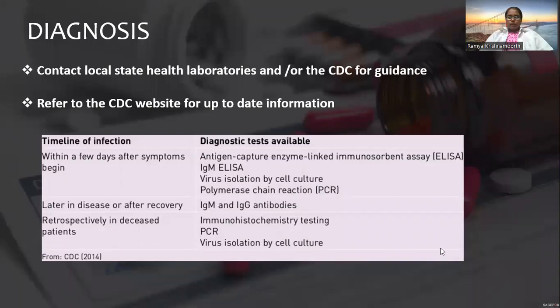With regards to the diagnosis of an Ebola virus infection, it is critical that providers contact their local health laboratories and or the CDC for guidance, specimen collection, handling, and transport. Timeline of infection and the diagnostic tests available. Within a few days after symptoms begin, ELISA test, virus isolation by cell culture, and PCR test are available. Later in disease and after recovery, IgM and IgG antibodies are available. Retrospectively in deceased patients, immunohistochemistry testing, PCR test, and virus isolation by cell culture are available.